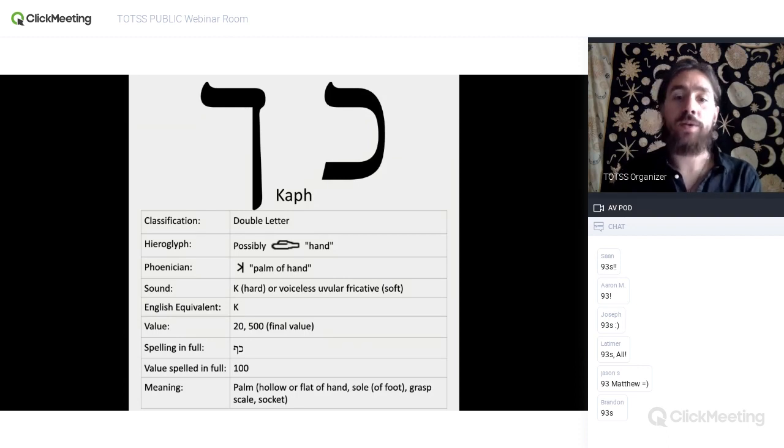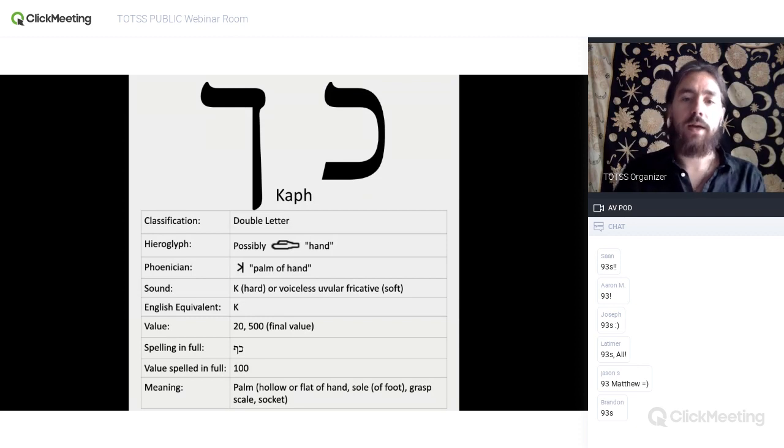All right, so it's a double letter, so we know it's going to be associated with one of the planets. There's its possible origin in Egyptian hieroglyphs there, the hieroglyph for hand, the Phoenician there, and you can see really in the Phoenician how the glyph for a hand becomes what eventually becomes like the Greek letter kappa, and then our letter K, and that the Phoenician there means palm of the hand.